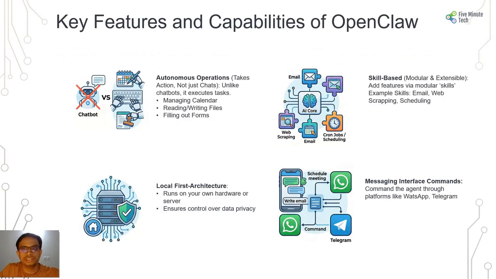Now, in terms of key features and capabilities of OpenClaw, they have autonomous operation. It takes actions, not just talking in the chat, and unlike chatbots, it executes the tasks which you assign it, like managing calendar, reading and writing files, and filling out forms. It is skill based, so this is one of the areas which we'll be demoing, on how modularized and extendable we can make it. We can add features like modular skills. An example skill, in our case, will be data analyst, but other skills could be about email, web scraping, or scheduling as well.